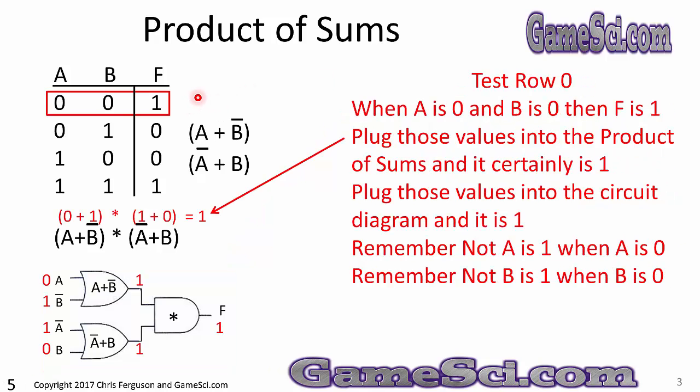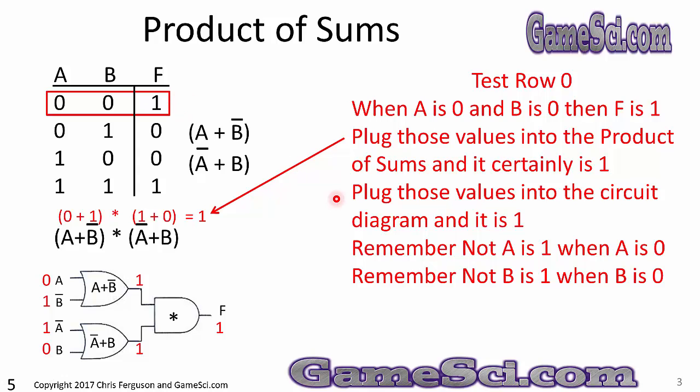Row 0 right here, 2 zeros on the input produces a 1. When A is 0 and B is 0, then F is 1. Plug these values into the product of sums and it certainly produces a 1. A is 0, not B would be 1. I OR those together and AND it with not A is 1, B is 0. This produces a 1 for sure. That produces a 1 for sure. If I AND two 1's together, the result is a 1. Works for this row of the truth table.